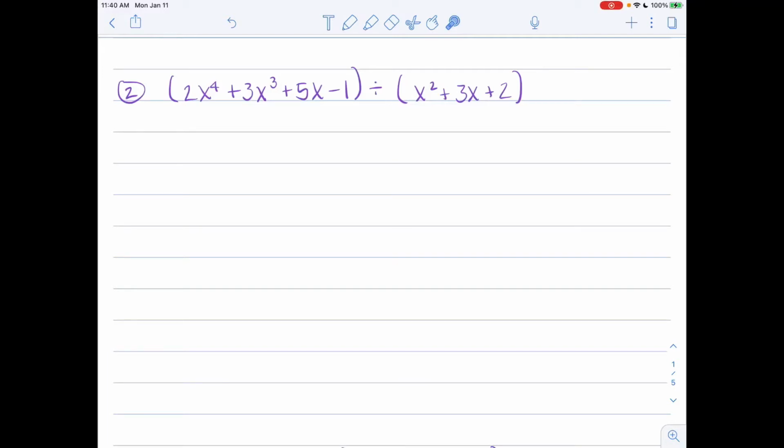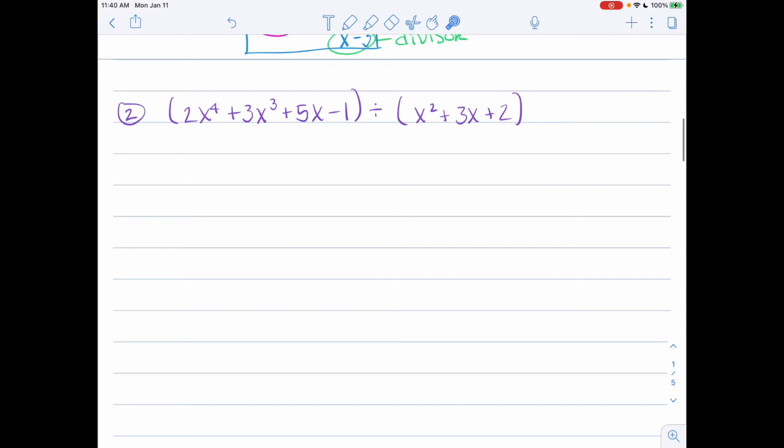Let's look at another problem. Remember that the first thing I want to do is confirm standard form and at the same time confirm if I'm missing any terms. So as I go along, I see 4 is my degree followed by a 3. Ooh, I don't have an x squared, so I'm going to have to put one of those placeholder zeros in. Then I have an x to the first and finally a constant. In my divisor, I have a squared, a first power, and a constant, so that part's good.